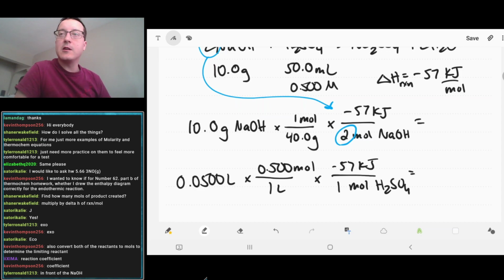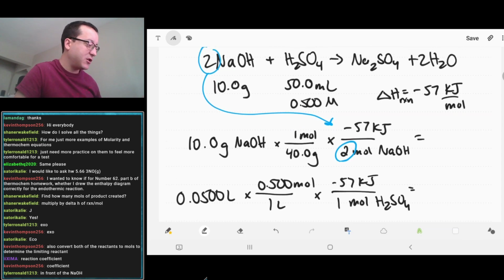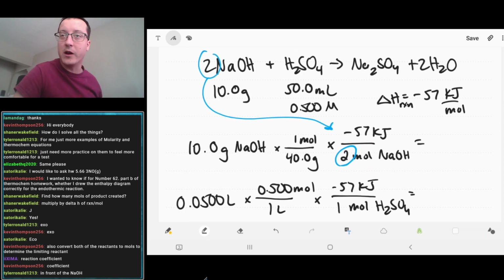Okay. So, since our coefficient in the reaction is 1 for sulfuric acid, we'll just have a 1 on the bottom. All right, Kevin, do your thing. I predict that sulfuric acid will be our limiting reactant, but let's find out.